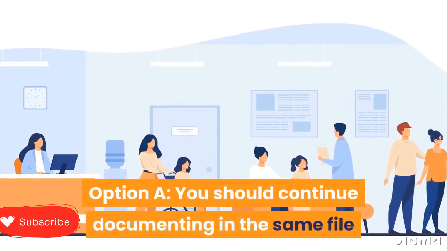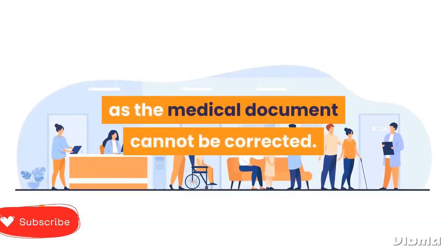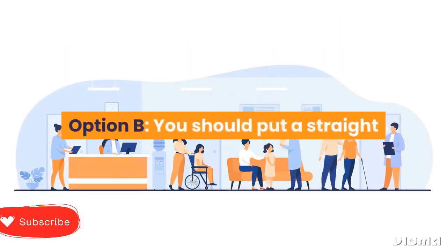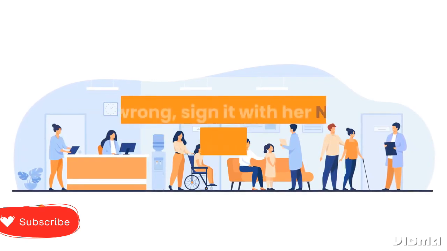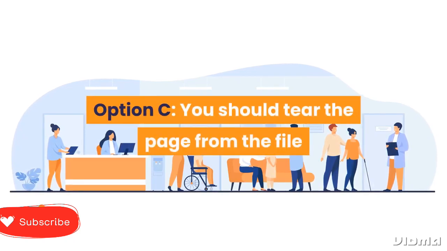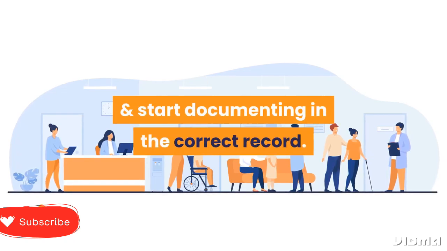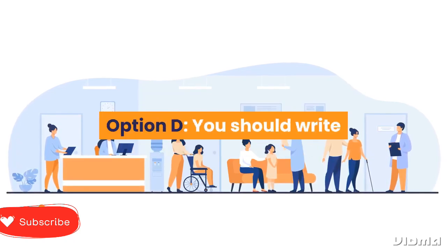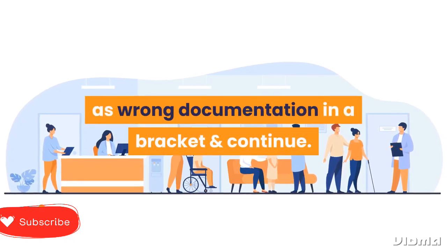Option A, you should continue documenting in the same file as the medical document cannot be corrected. Option B, you should put a straight cut over the documentation and write as wrong, sign it with your NMC code, date and time. Option C, you should tear the page from the file and start documenting in the correct record. Option D, you should write as wrong documentation in a bracket and continue.